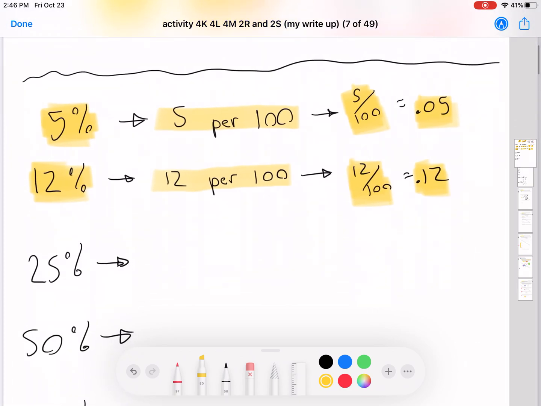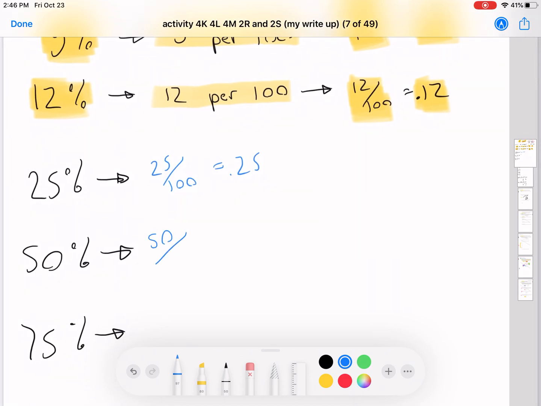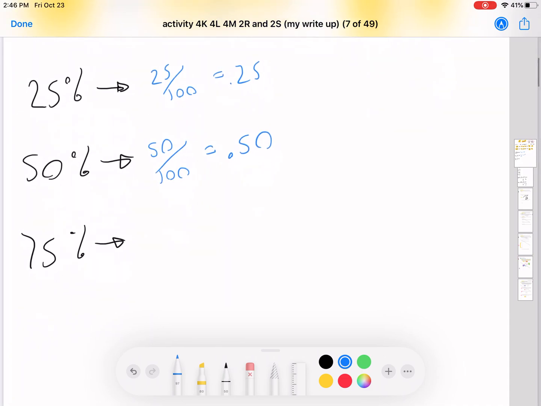And so a lot of times we come up with ways of converting between percentages and decimals and fractions. 25% is the same thing as 25 out of 100, or 0.25. 50% is the same thing as 50 out of 100, or 0.50. 75% should be 75 out of 100, or 0.75. And oftentimes we think about percentages as equivalent to certain fractions.